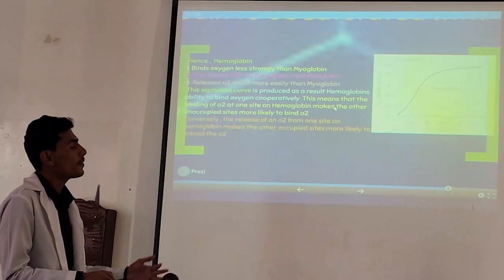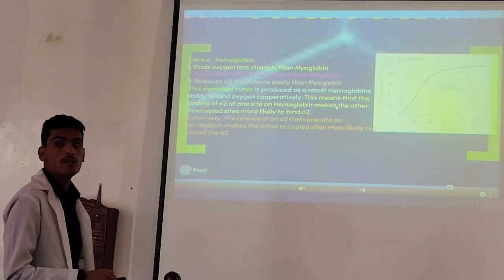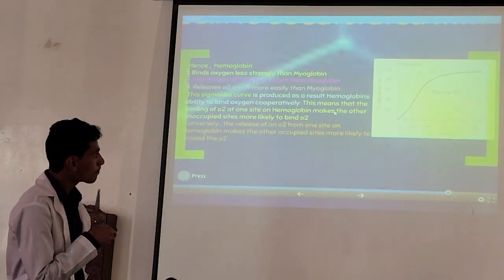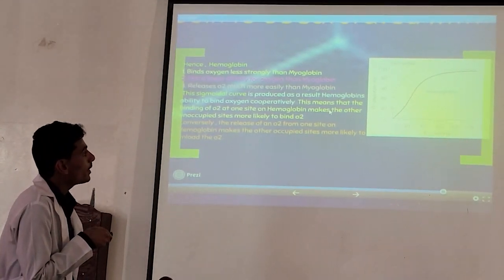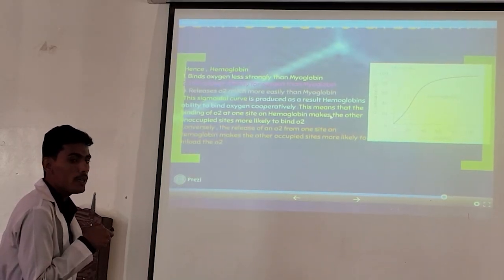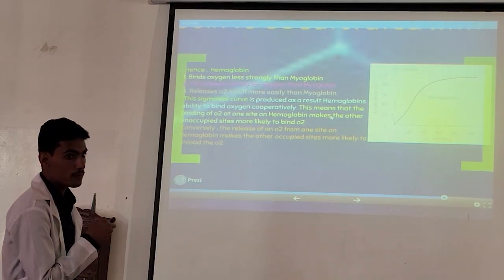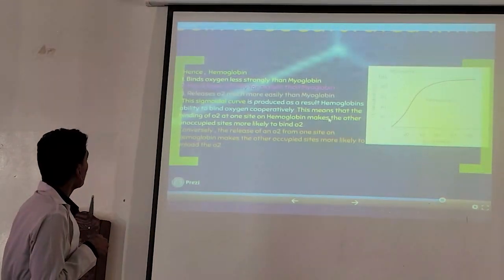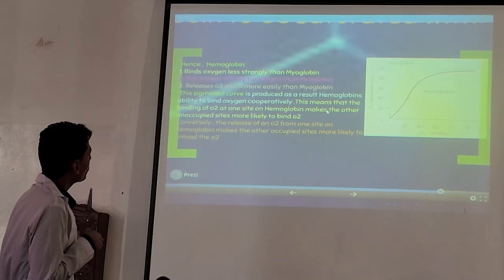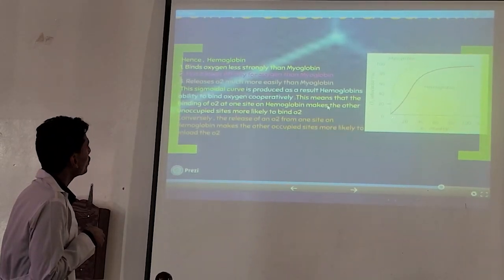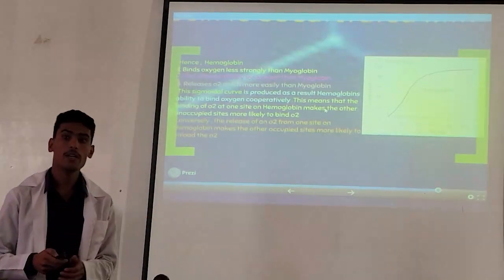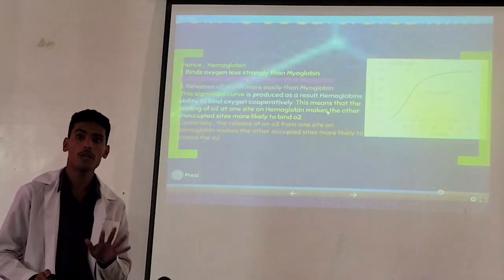In the previous slides, Usama explained the allosteric effects for the myoglobin and hemoglobin curves. Myoglobin binds oxygen in a non-cooperative fashion, but hemoglobin binds oxygen in a cooperative fashion. This means that hemoglobin has 4 sites, 4 heme groups.